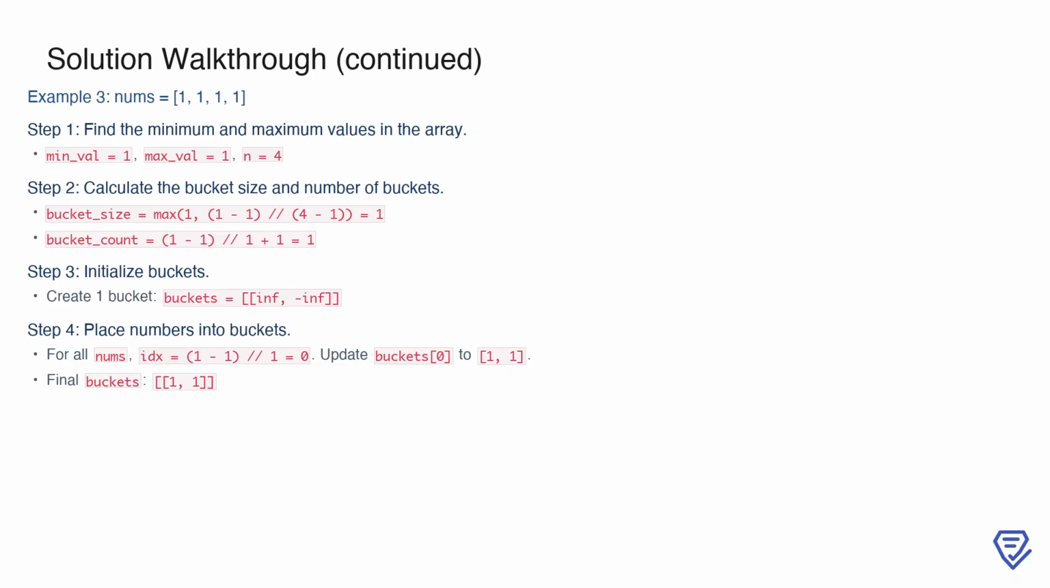Since all numbers in the array are 1, they all fall into the same bucket. Using the formula idx = (number - min_val) // bucket_size, the index for all nums is 0, so the bucket updates to [1, 1]. At the end of this step, the final buckets are [[1, 1]].